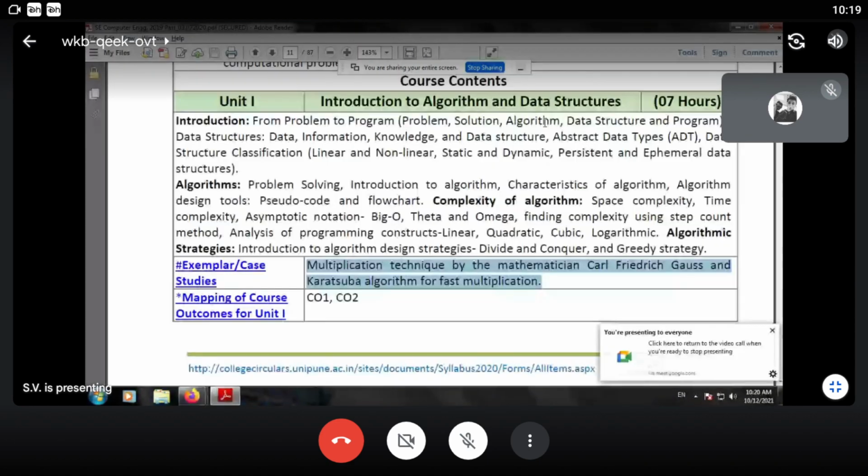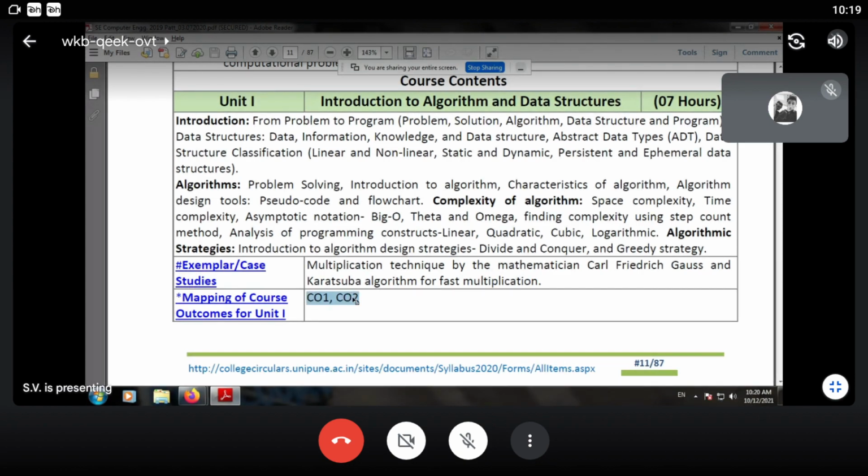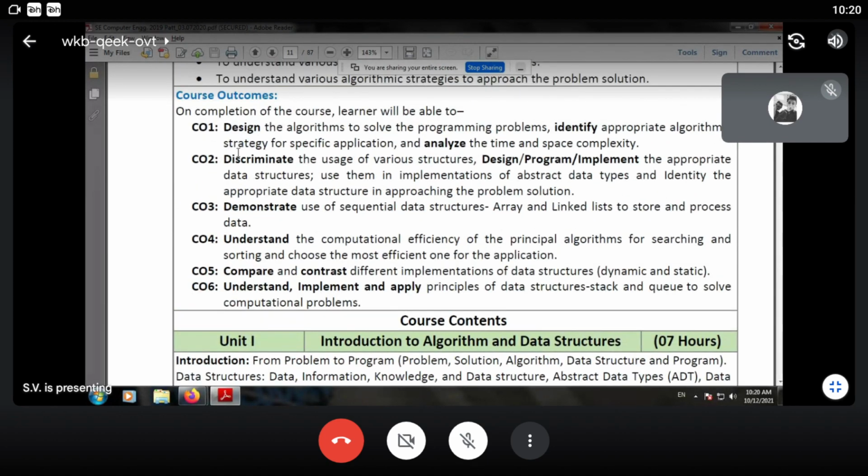Either you have to give the details and you can write at least a 2-page report. And if you are capable of handling a particular task, then what will happen? We can conclude that you are capable of CO1 and CO2. So what are course outcome 1 and course outcome 2? You can see over here, it is already defined. When you say that you are capable of CO1, it means you are capable of designing the algorithm to solve a programming problem.